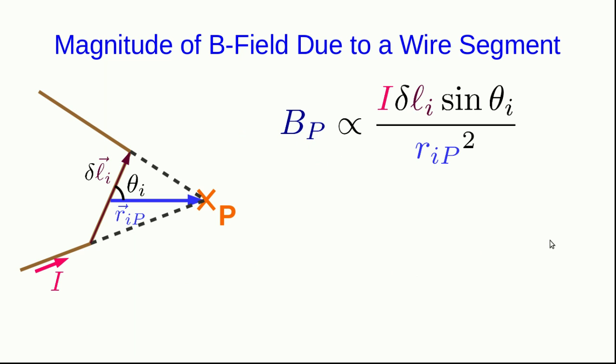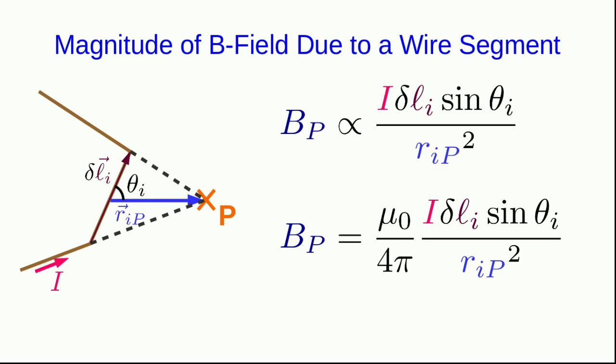So finally, you can put that all together, along with the fact that the magnetic field strength is proportional to the current, to get this proportionality. And so all you now need is a proportionality constant, which in principle you could get experimentally, but in fact this is a defined quantity. And so here is our final relationship between the magnitude of the field at P and the current, length of the wire segment, angle, and distance from the wire segment to the point P.